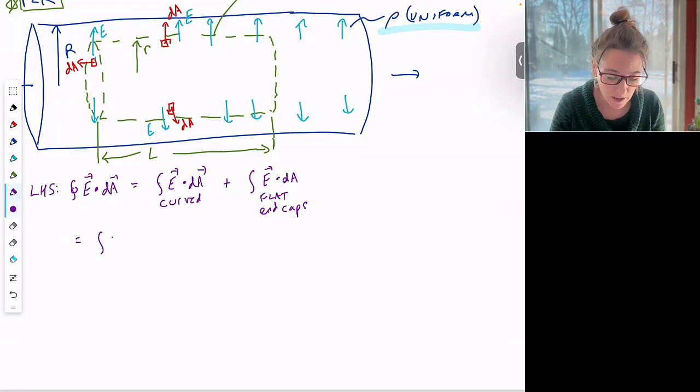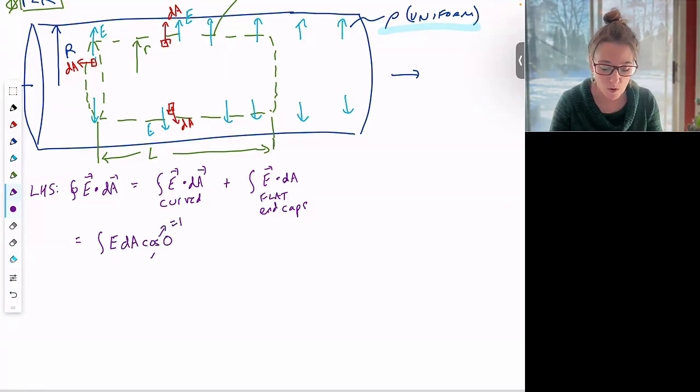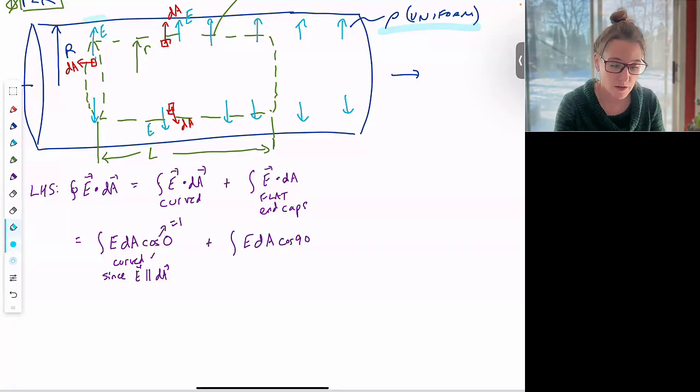So I can say that first I'll write this as E dA and then cosine of 0, which is just going to be equal to 1, and that's for my curved surface, since E is parallel to dA on those surfaces. And then plus E dA cosine of 90 for my flat end caps.